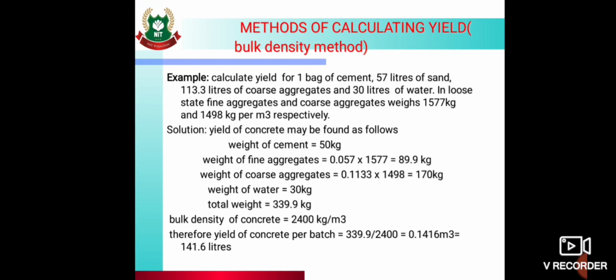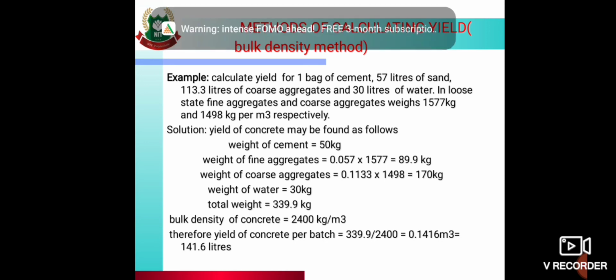So here in this numerical, calculate yield of 1 bag of cement, 57 liters of sand, 103.3 liters of coarse aggregate and 30 liters of water. So in loose state, fine aggregates and coarse aggregate weighs 1577 kg and 1498 kg per meter cube respectively.